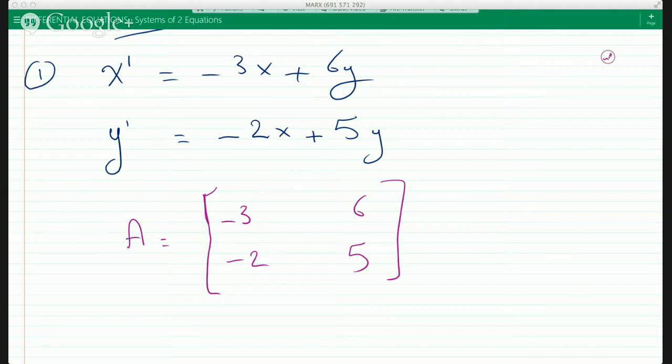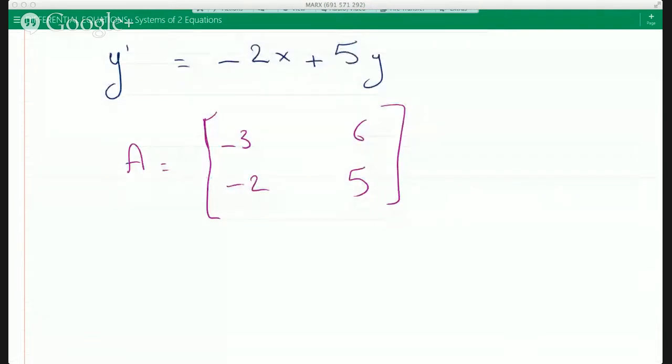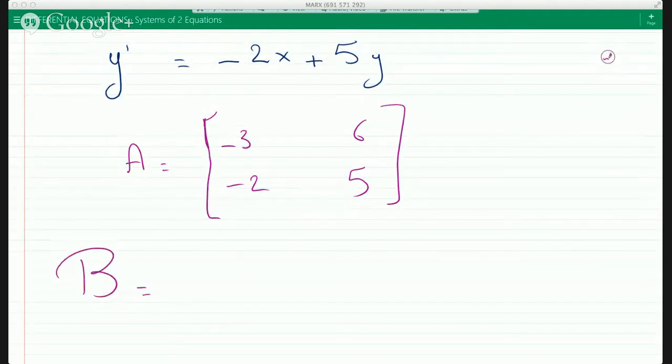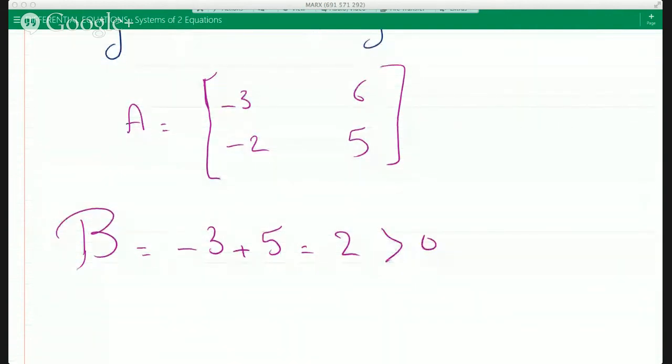So now we go and find beta and gamma, okay? So beta is the trace of the matrix. The way you find the trace of the matrix is you add the diagonal elements. So minus 3 plus 5 is equal to 2. So this is greater than 0.